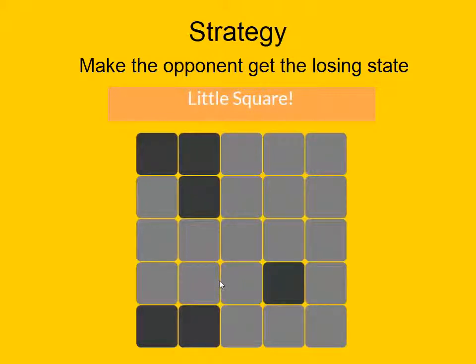This is an example of an AI playing optimally. By putting a 1 by 1 square here, the current state consists of 2 independent states with nim values of 1 and 1. The nim sum of the nim values of all the independent states is 0. Therefore, the nim value of the current state is 0. So this is a losing state and the AI will win.